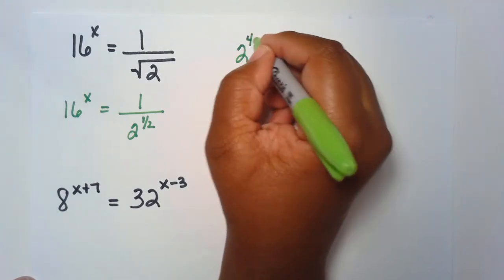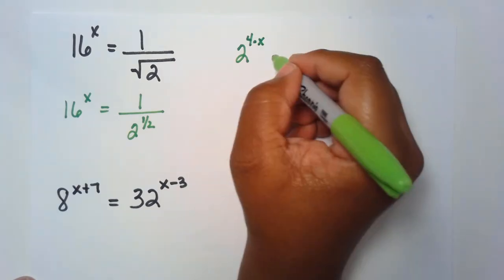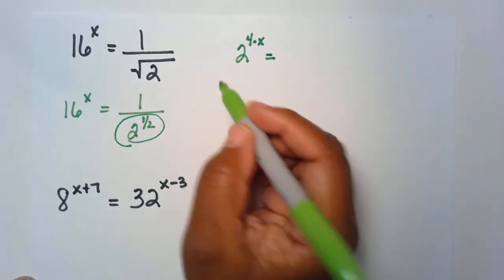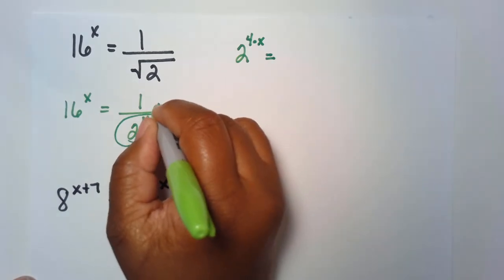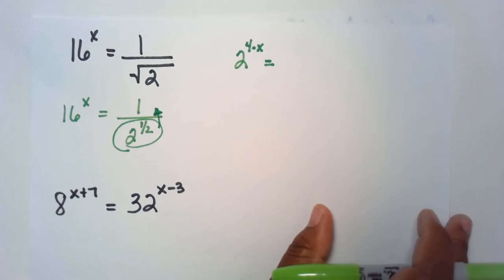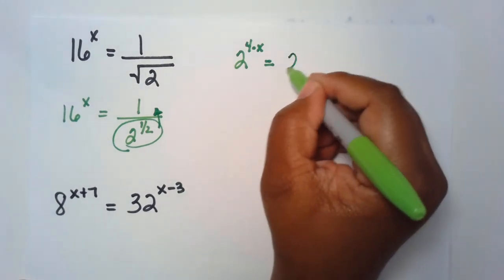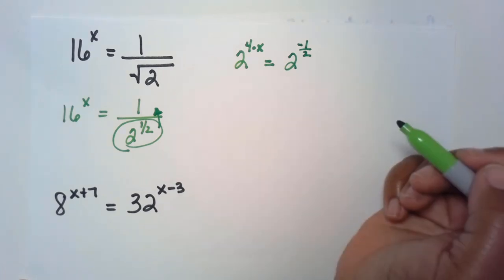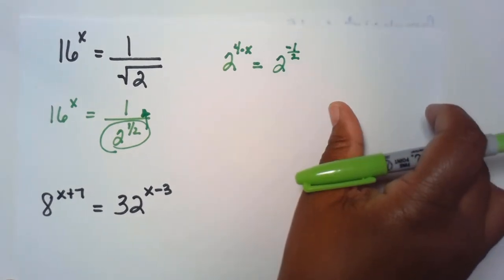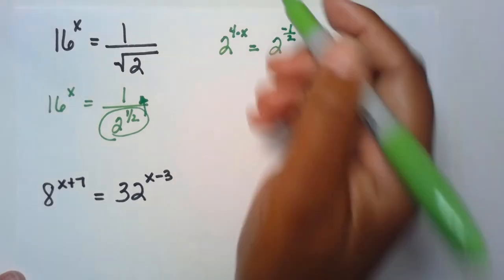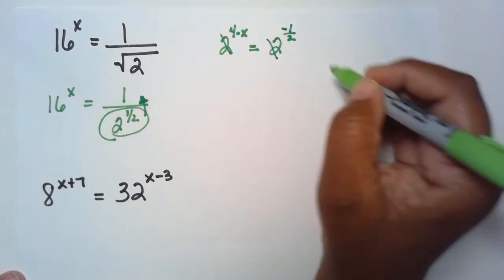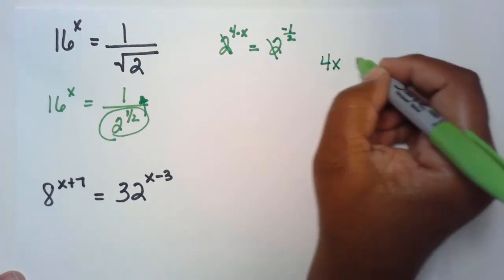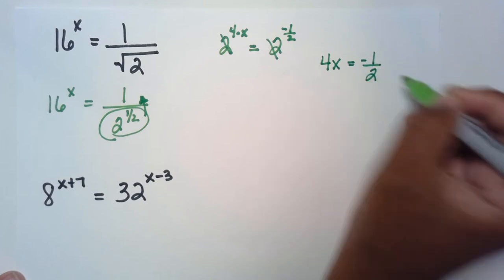That will be 4, and we're going to times the x that's already there. And remember, we want our bases to be on the same level, so we need to move this 2 to the 1/2 power up, and as we move it up to the numerator, the exponent becomes negative. So now we have a common base, which is 2. We can focus on the exponent. So we have 4x is equal to negative 1/2.